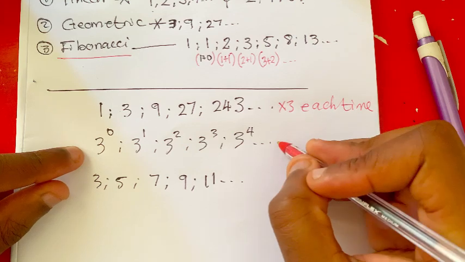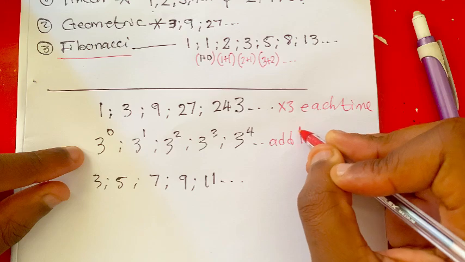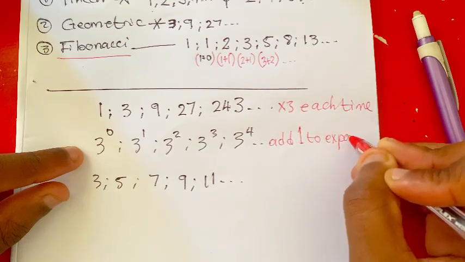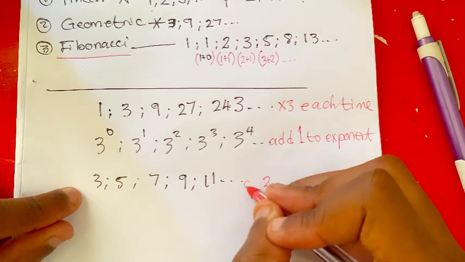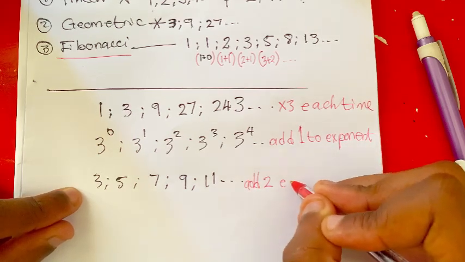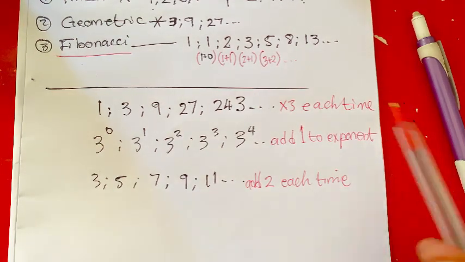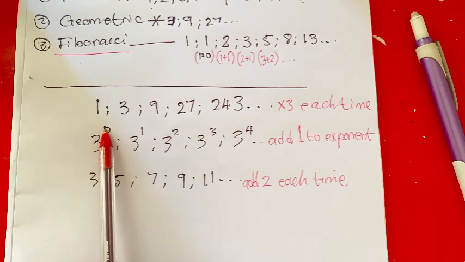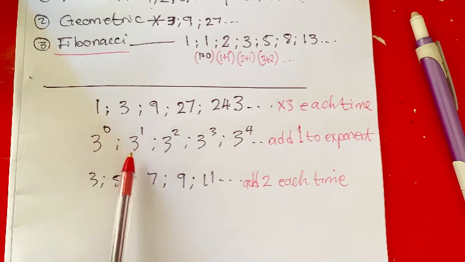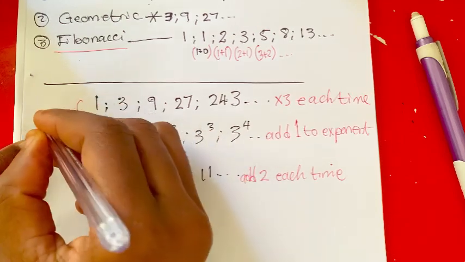Here, you add 1 to the exponent each time. And here, you add 2 each time. Adding 1 to the exponent, adding 1 to 0 would give us 1. So you add 1 to the exponent every time. You add 1, you add 1, you add 1. These are geometric.